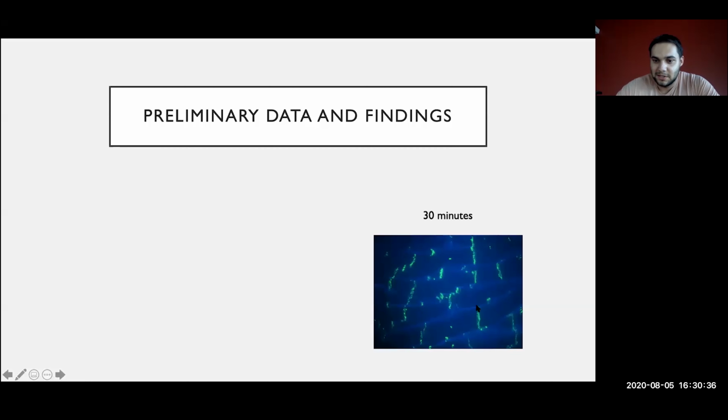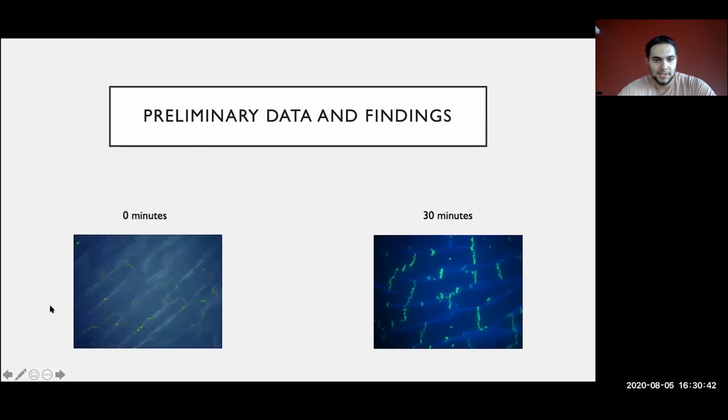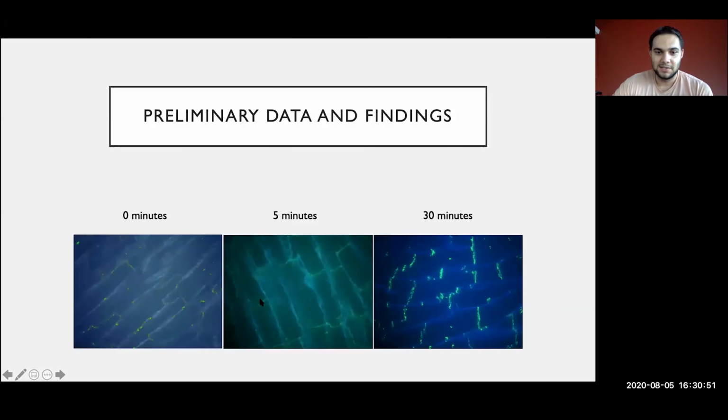So with these images that I've been getting, you can see that after 30 minutes of ischemia, you've got nice intercalated disc connexin 43. So that shows that it's phosphorylated there. And then at 0 minutes, even though I digitally enhanced this picture, there's not as much expression, right? There's not as much green. And then at 5 minutes, you can see that there's already starting to be kind of a lot more.